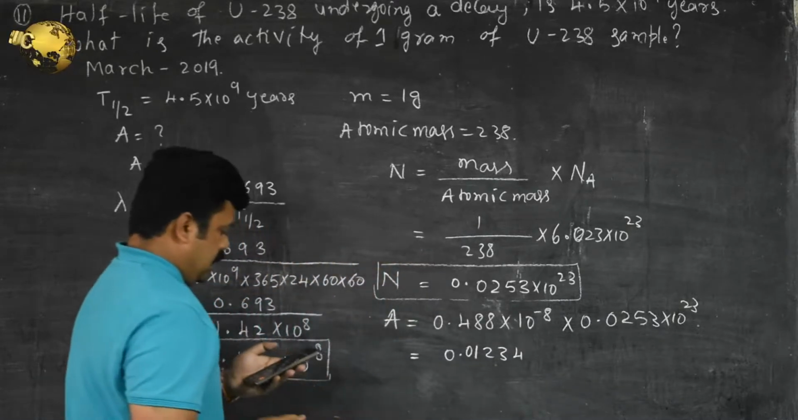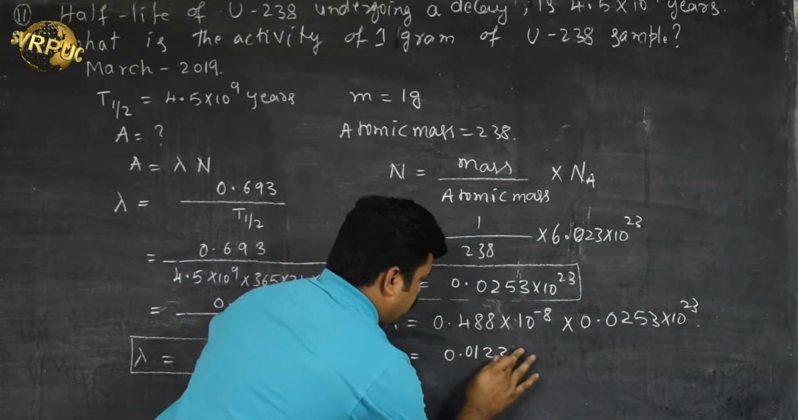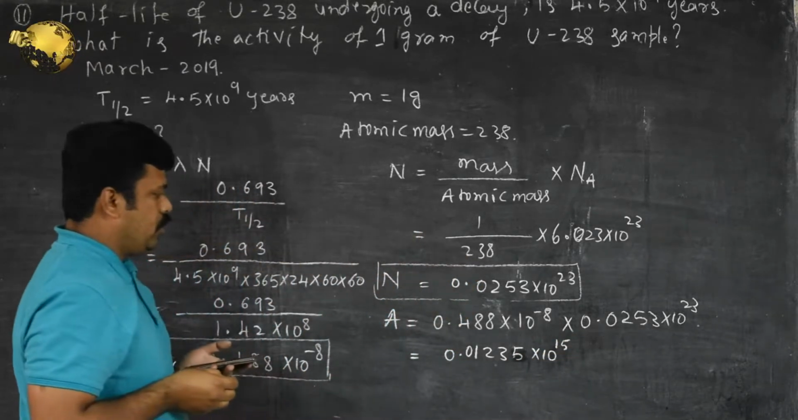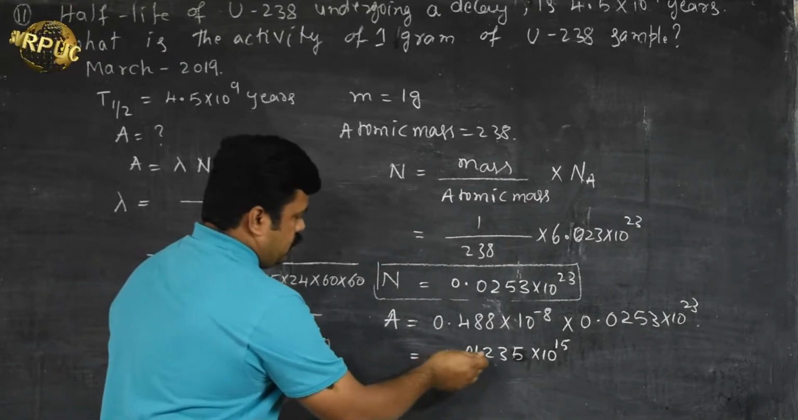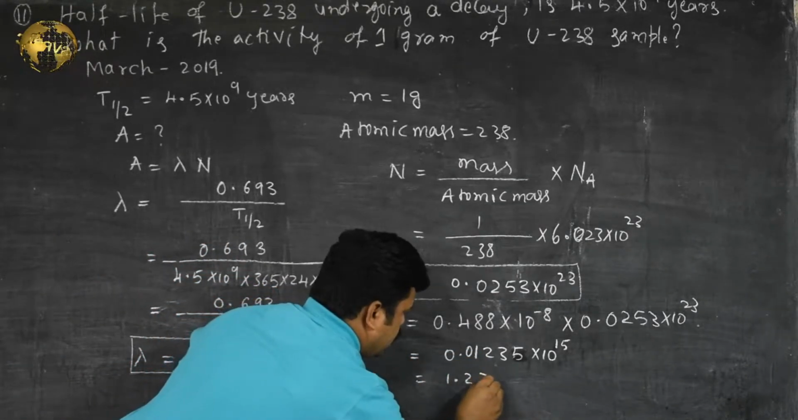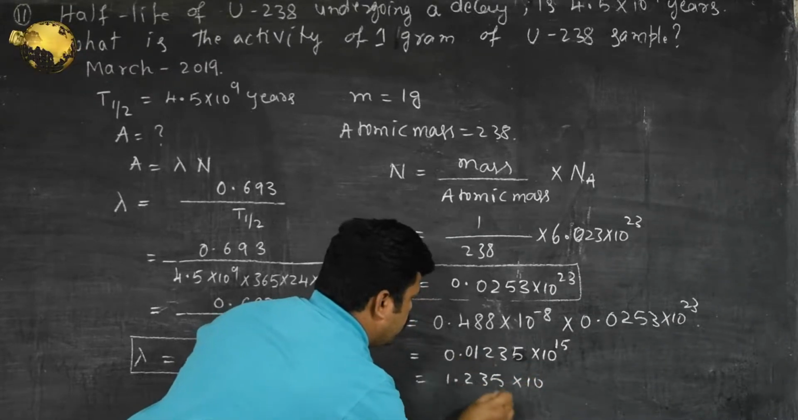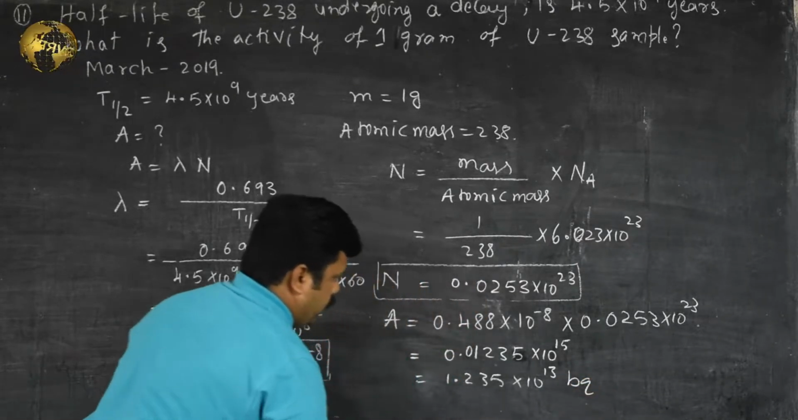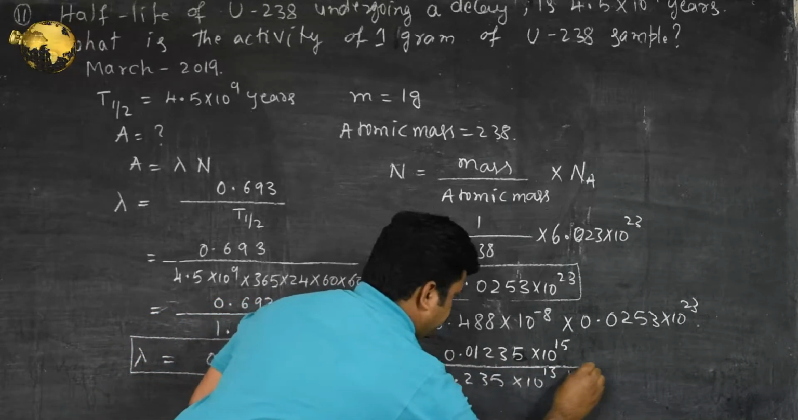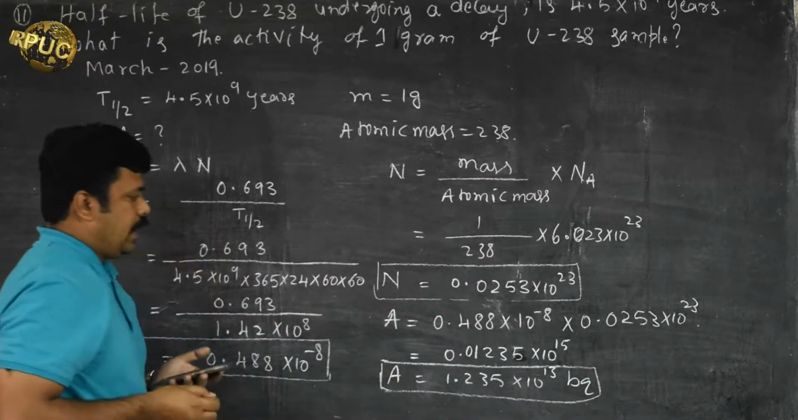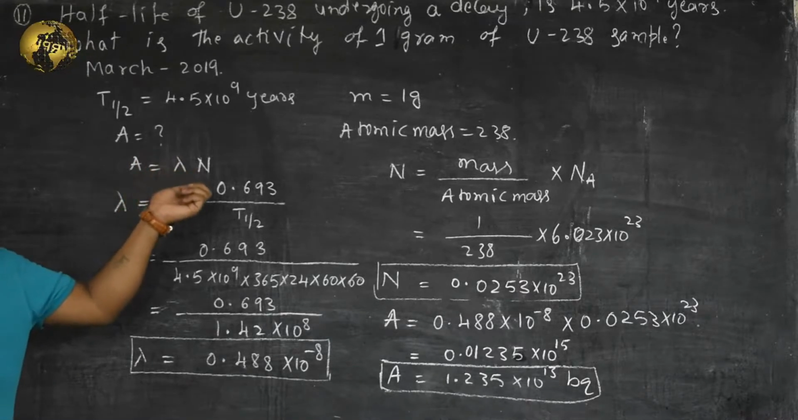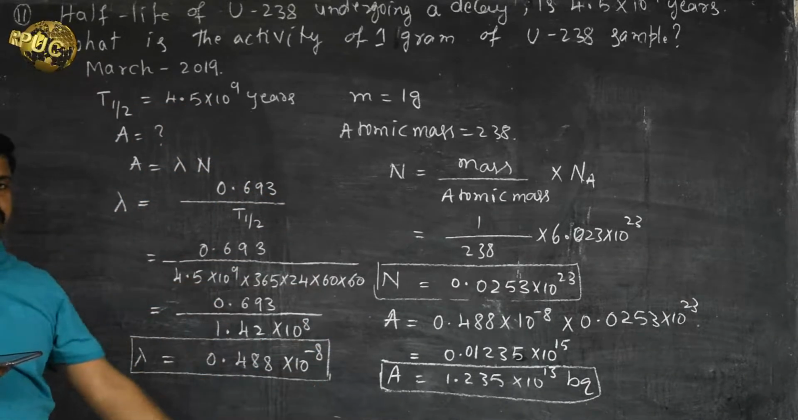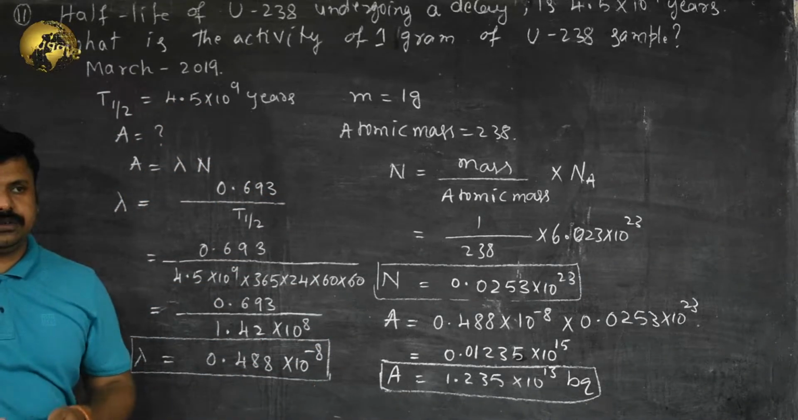0.101234. Let us round it up to 1235 into 10 to the power 15. Else we can make it 1.235 into 10 to the power 13 disintegrations per second, Becquerel. So this is the value of activity. With a similar method, when the half-life and the mass of the sample are given, we can calculate the activity. Let's move on to the next question.